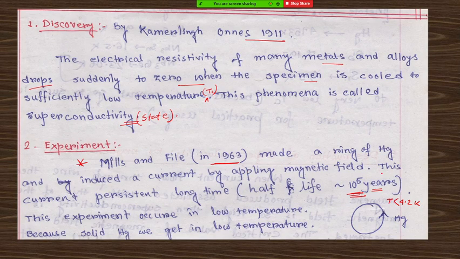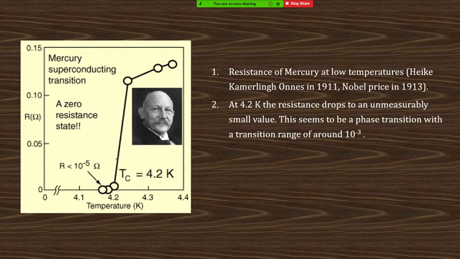So these two are the important experimental results which are the basis of the superconductor. The first superconductor was observed in 1911, and the basic property of the superconductor, zero resistivity, that is infinite conductivity, was proved by the experiment in 1963 by Mills and File. And this is the image of Kamerlingh Onnes's experimental data, where you can see this temperature is nearly 4.2 Kelvin. Above that, the resistance is very high.